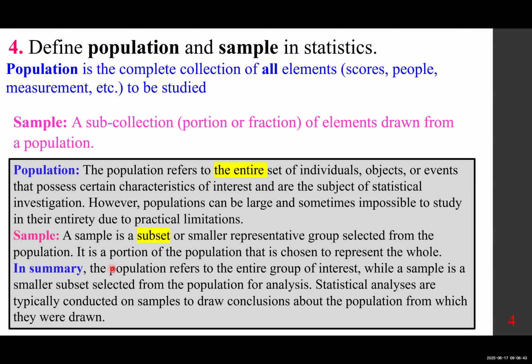In summary, the population refers to the entire group of interest, while a sample is a smaller subset selected from the population for analysis. Statistical analyses are typically conducted on samples to draw a conclusion about the population from which they were drawn, simply because we don't have access to the population or we don't have the resources or the money to get to the population. That's why.